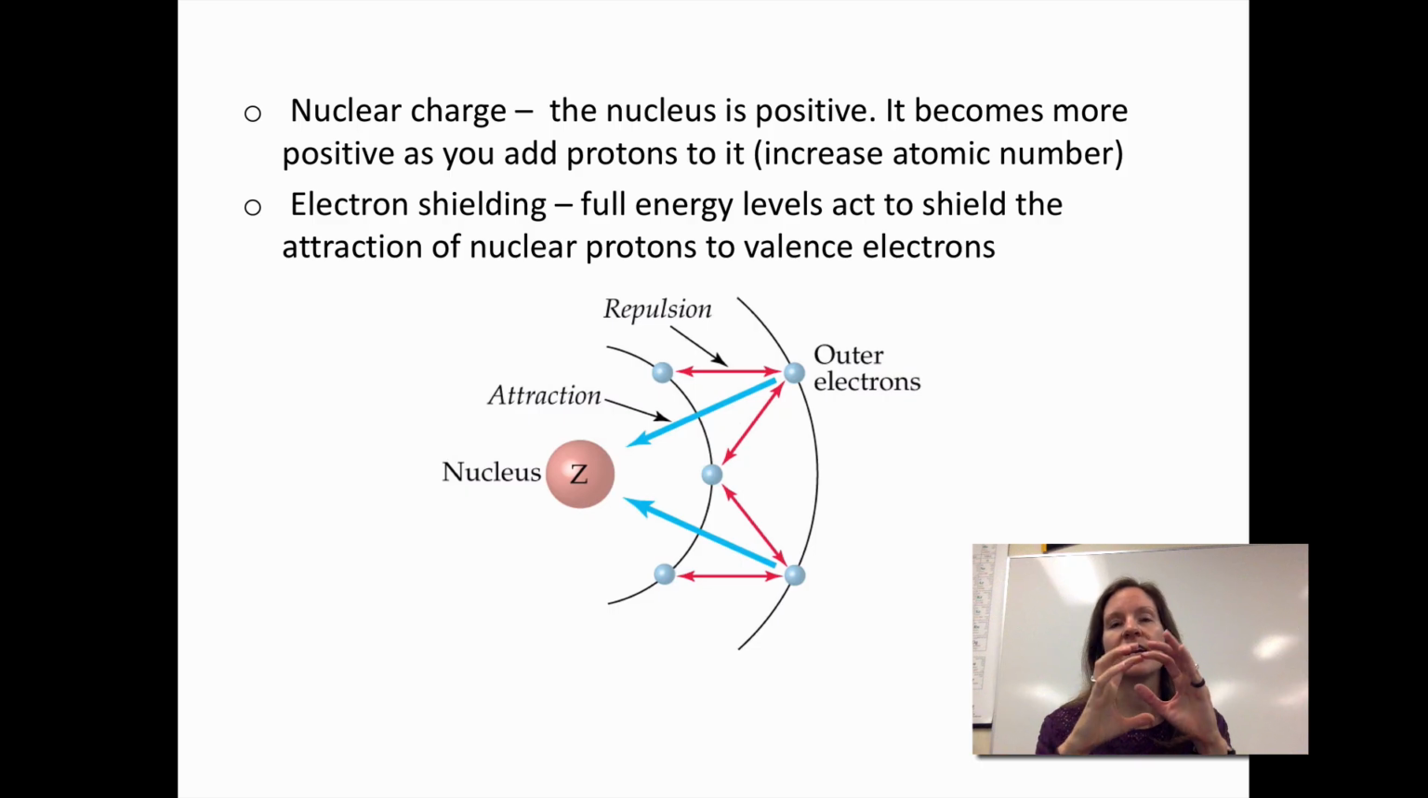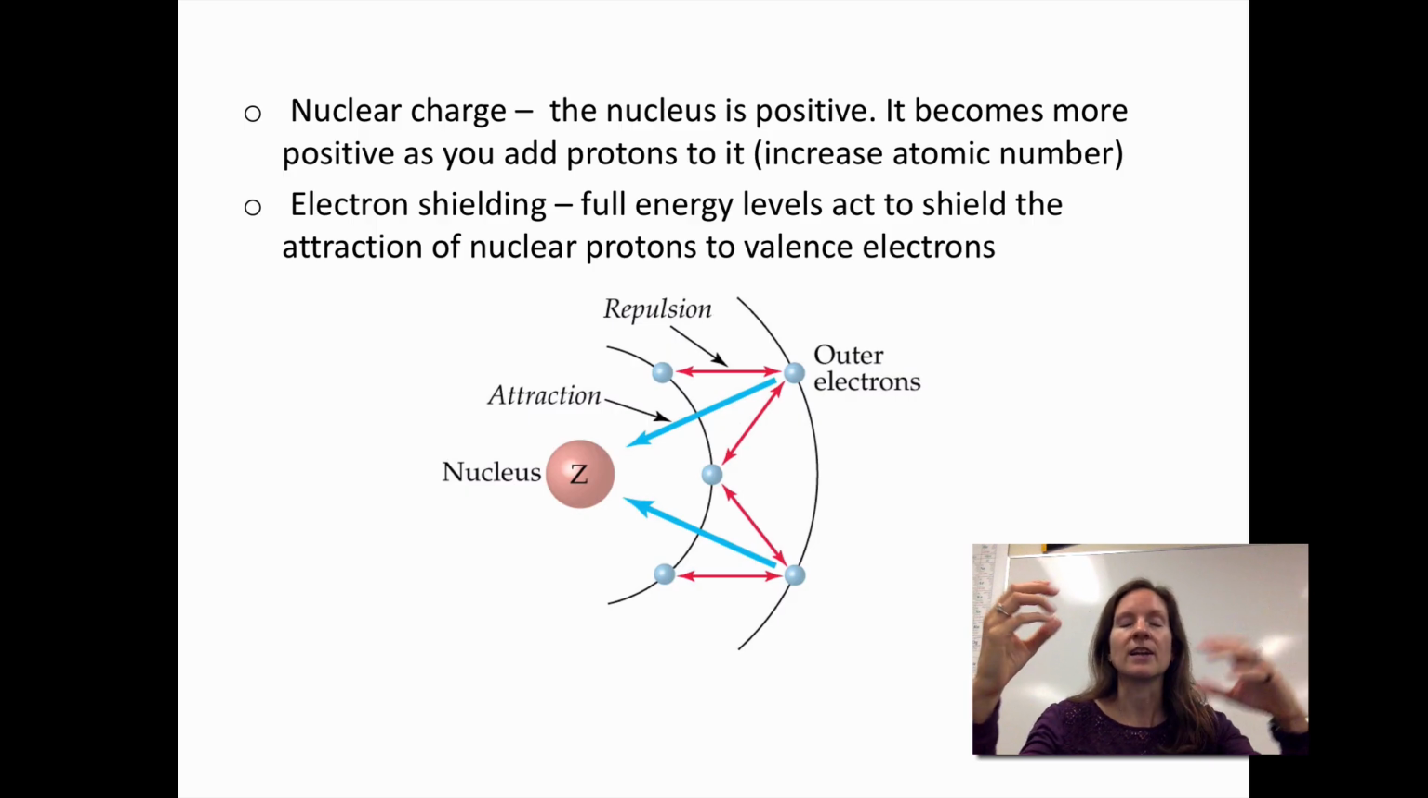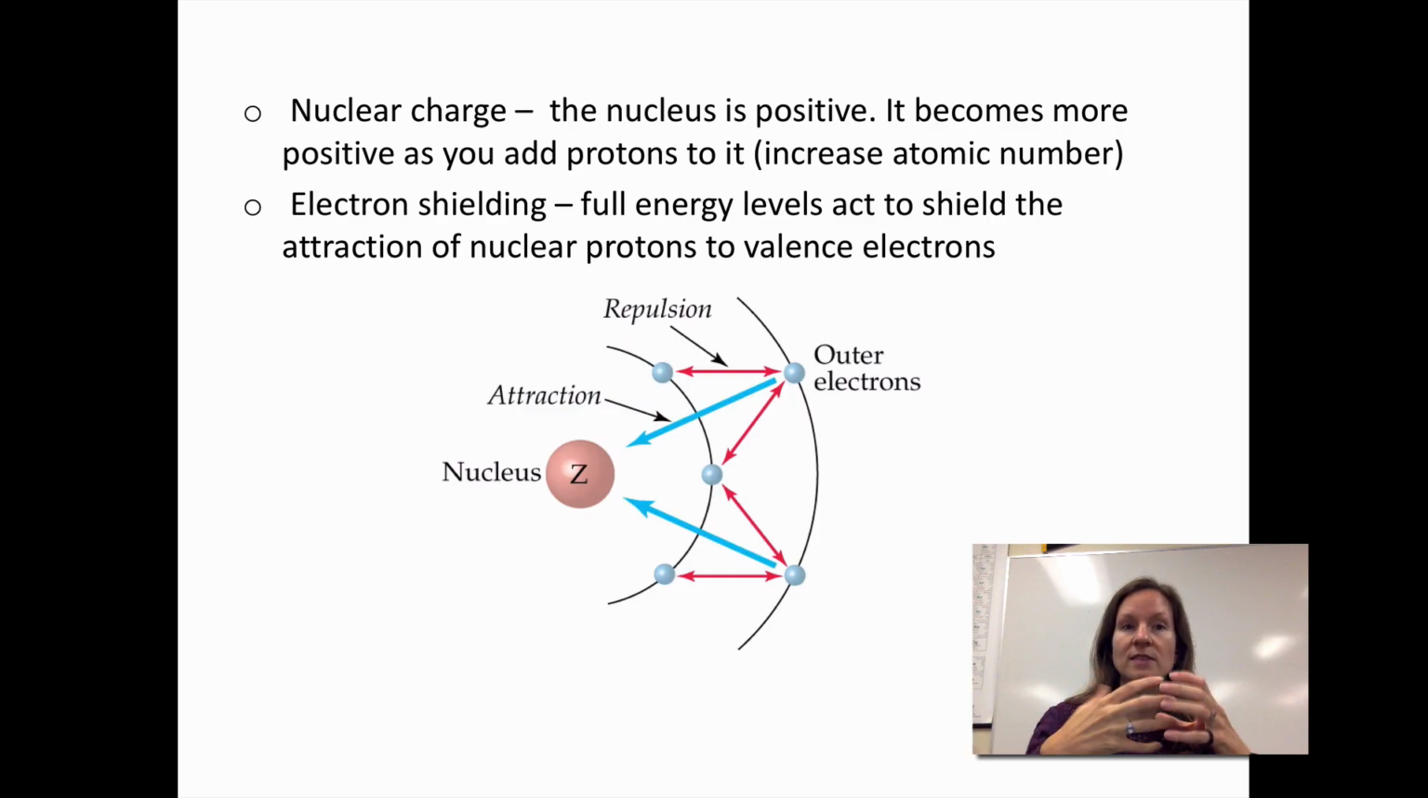So if you imagine that you have a full energy level, like a Bohr ring, what's happening there is electrons that are outside that ring are being attracted toward the nucleus because of nuclear charge, but they're also being repelled away from the electrons that are between themselves and the nucleus. And that's the electron shield. So the electron shield is an increase in repulsion that exists when you have full energy levels between the valence electrons, which are the outermost electrons, and the nucleus.